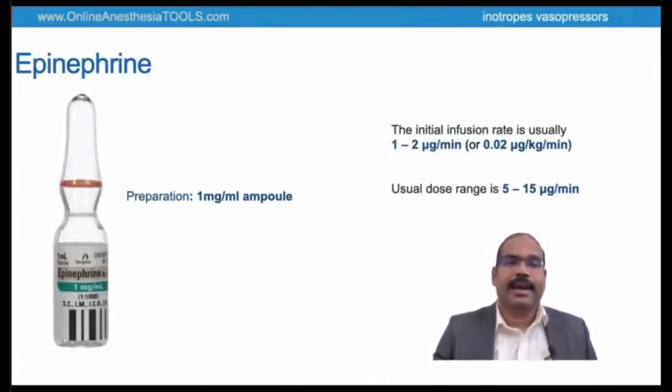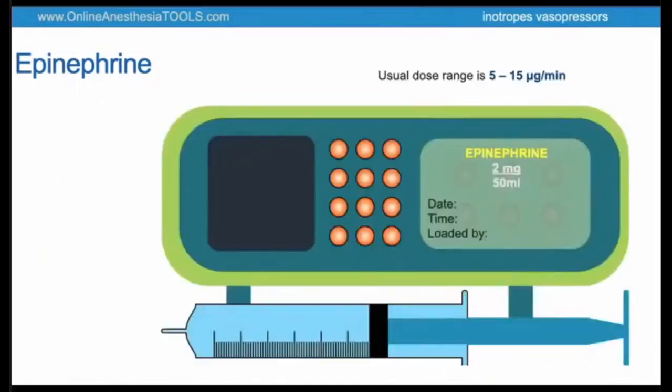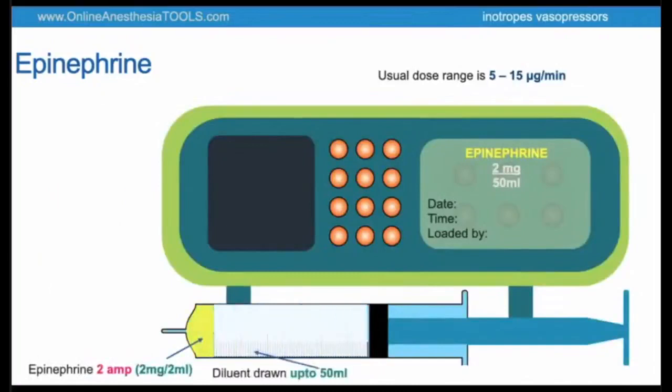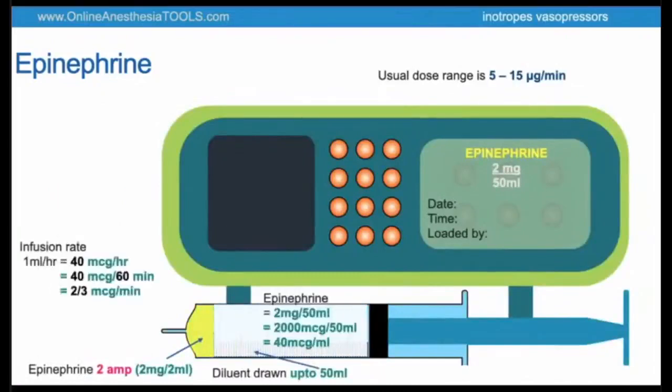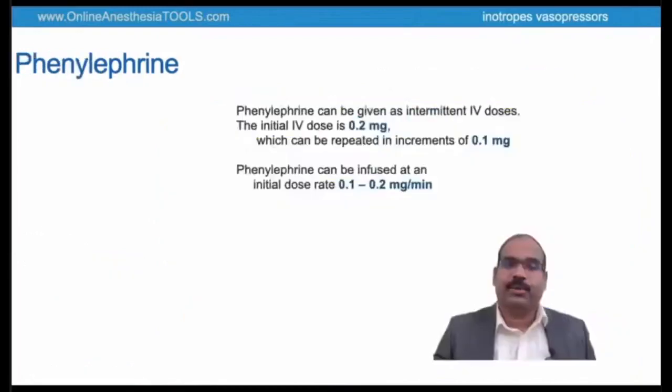Same is the case with adrenaline or epinephrine. Adrenaline is available as a 1 milligram per ml ampule. The usual initial infusion rate is 1 to 2 micrograms per minute, or if you want to go per kg per minute, 0.02 microgram per kg per minute. The usual dose range is 5 to 15, or as some say, 5 to 20 micrograms per minute. Again, I'm not going into the details of the dilutions, it's the same thing. Only thing is you should have a hospital policy or protocol on how to dilute and how to display the mLs per minute rate.